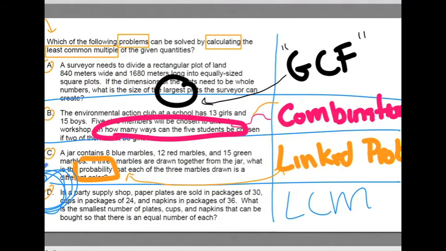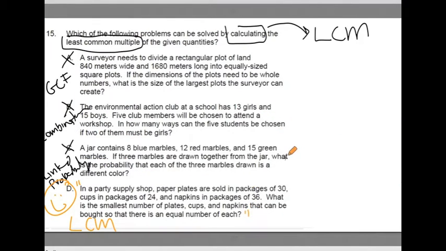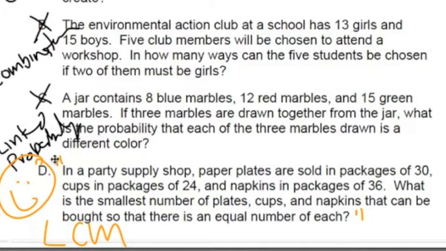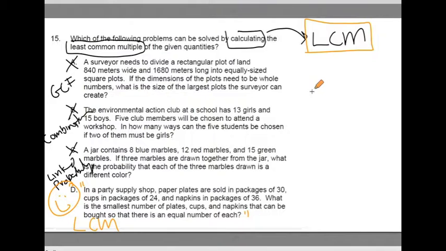Now let's focus our attention on D, and let's use the rest of this video to get a deeper sense of how to do least common multiple, okay? All right, so here we go with D. It says, in a party supply shop, paper plates are sold in packages of 30, cups in packages of 24, and napkins in packages of 36. What is the smallest number of plates, cups, and napkins that can be bought so that there's an equal number of each?